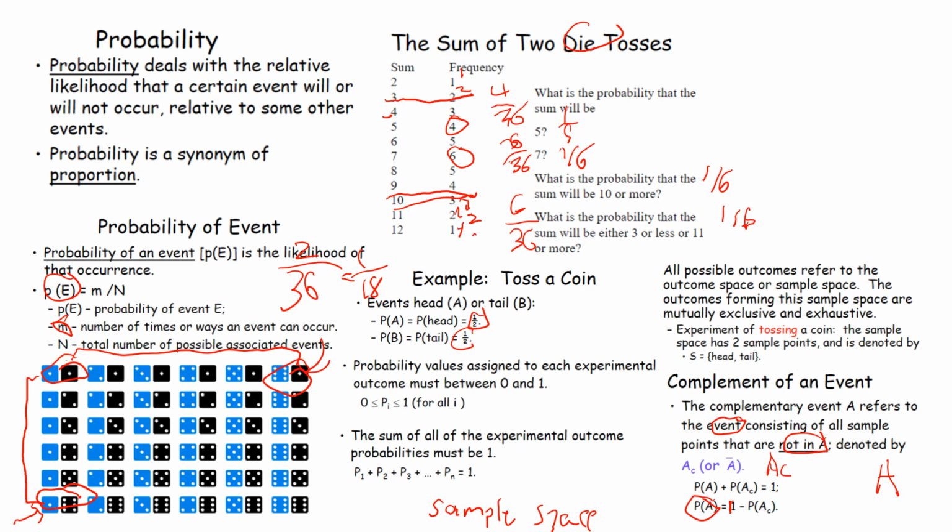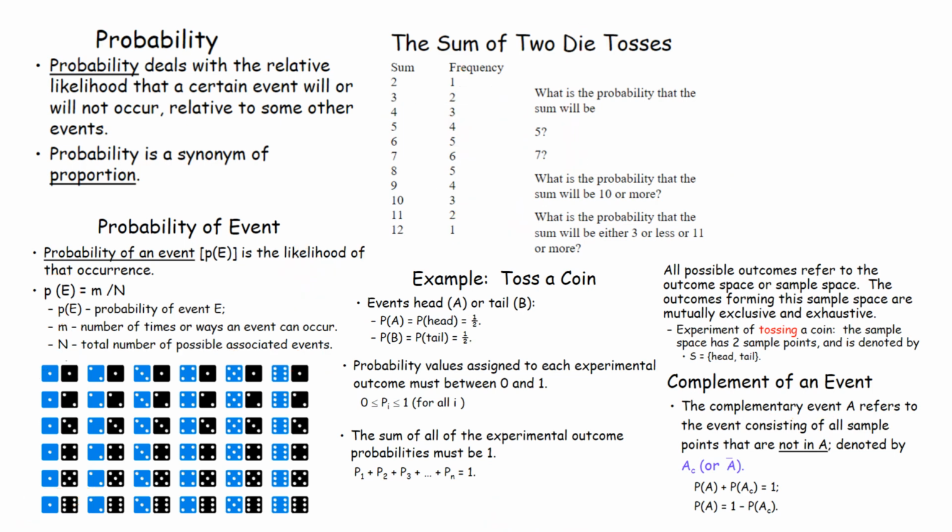I'm sorry, I said that backwards. So A is essentially the event, and the complement is everything that's not in A. Hang on, let me double check this because I don't want to say it wrong.